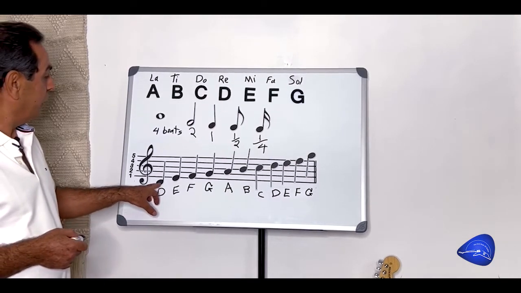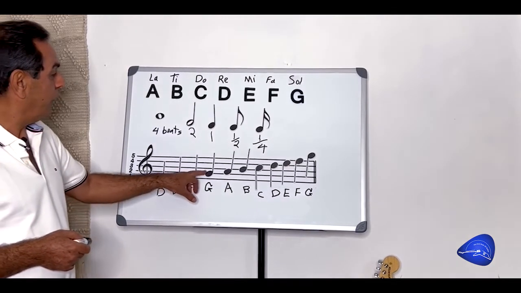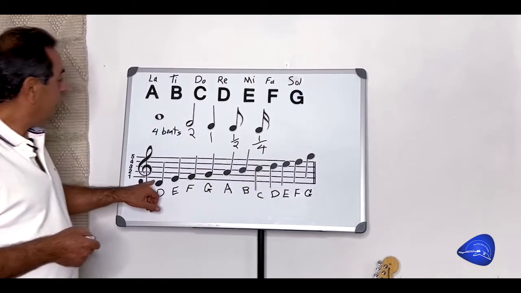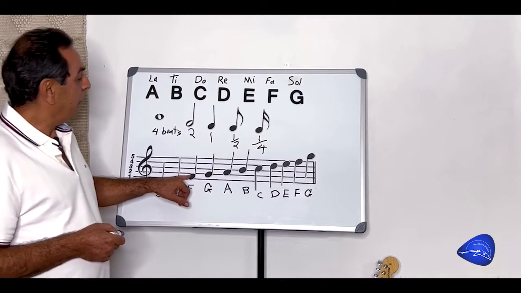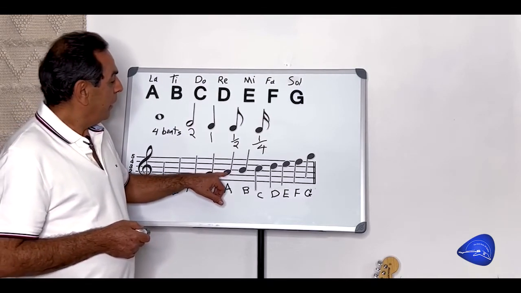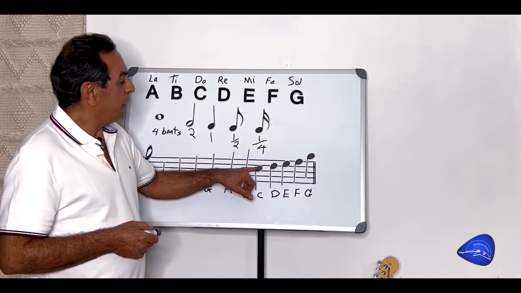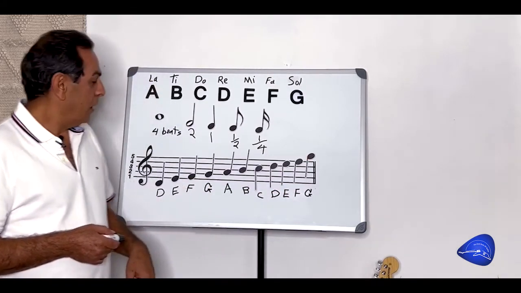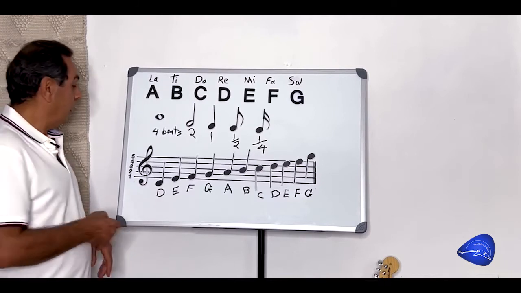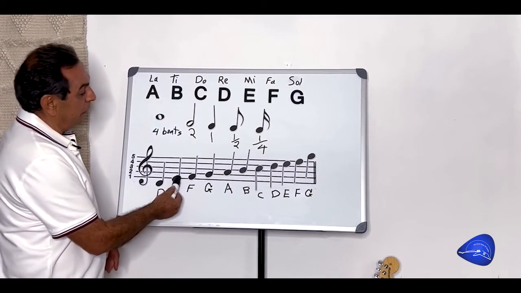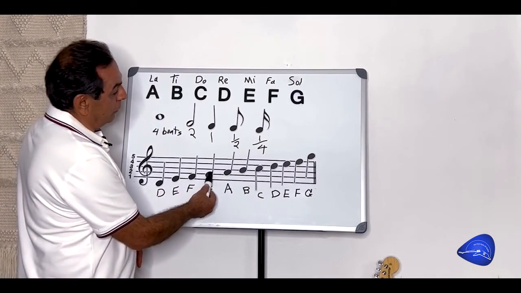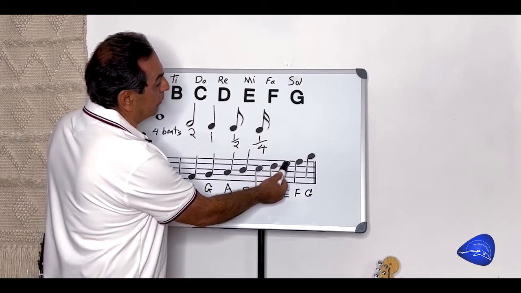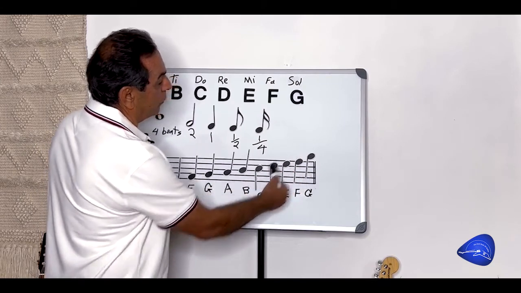When we have treble clef, this is always the same, and we have 11 notes. D, 1, 2, 3, 4, 5, 6, 7, 8, 9, 10, 11. D, E, F, G, A, B, C, D, E, F, G. Or we can also call them Re, Mi, Fa, Sol, La, Ti, Do, Re, Mi, Fa, Sol.